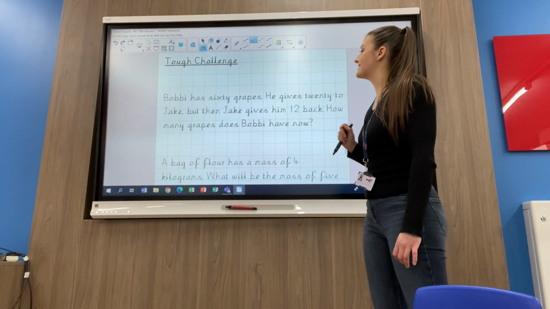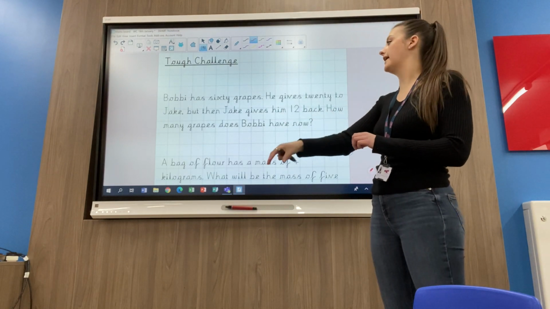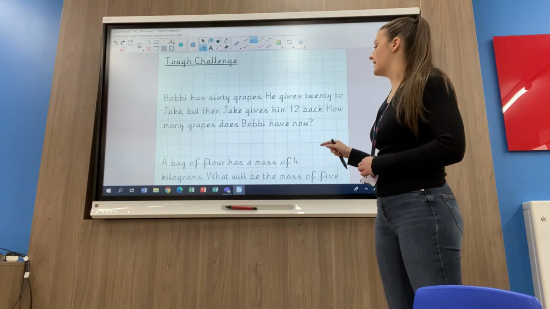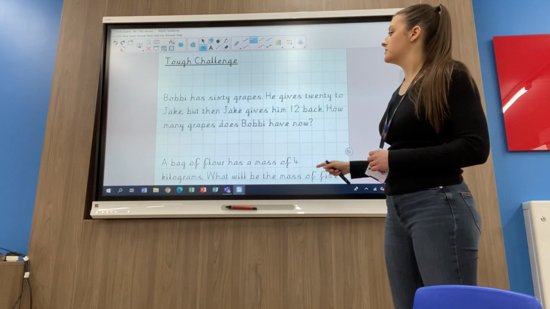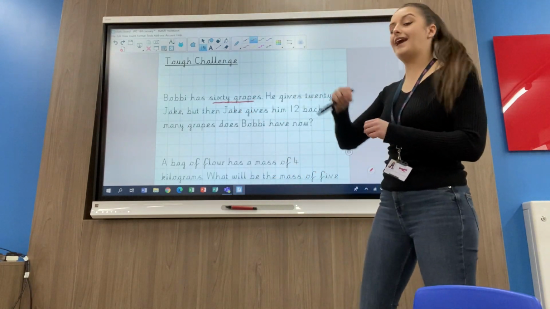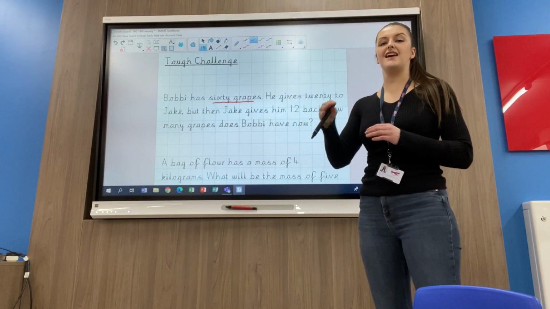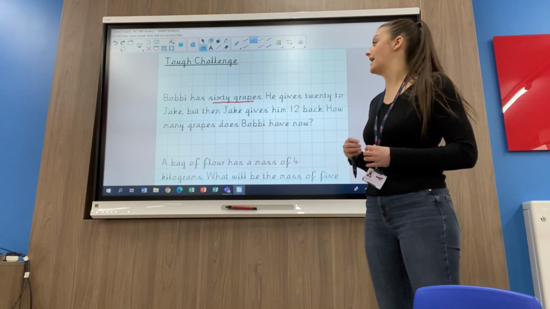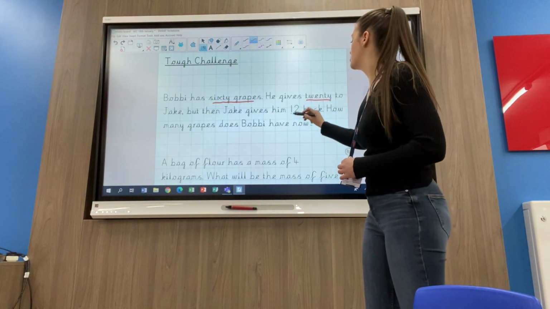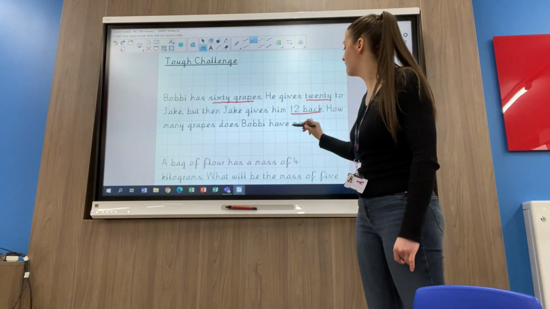Bobby has 60 grapes. He gives 20 to Jake. He's given 20 to Jake, but then Jake gives him 12 back. How many grapes does Bobby have now? So we know Bobby started with 60 grapes and he gives 20 to Jake. Now there's a couple of steps in this. I'm going to take it step by step to break it down. He gives 20 to Jake, but then Jake gives him 12 back. And we need to find out how many grapes does Bobby have now.